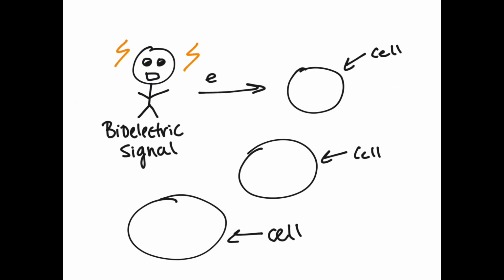Bioelectric signals act like a master regulator. They tell cells, you're going to be part of an eye, you're going to be part of a finger, or you're going to be part of a brain, etc.